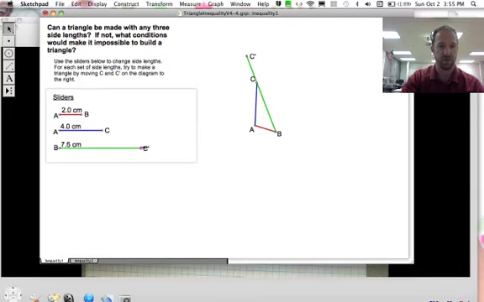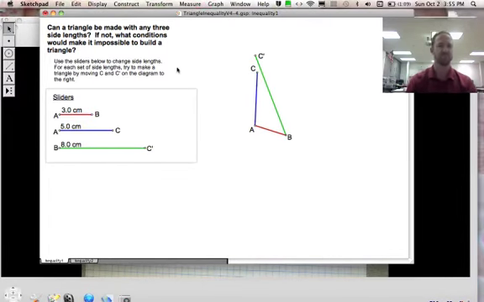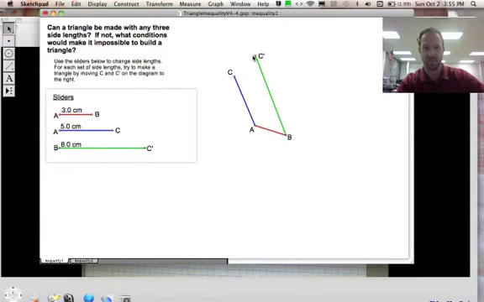Let's check 3, 5, and 8. Again, keeping the green one the longest. There's 8. What do you think is going to happen here with 3, 5, and 8? Do you think 3, 5, and 8 are going to make a triangle? Now that you've maybe made a guess, let's see what happens.